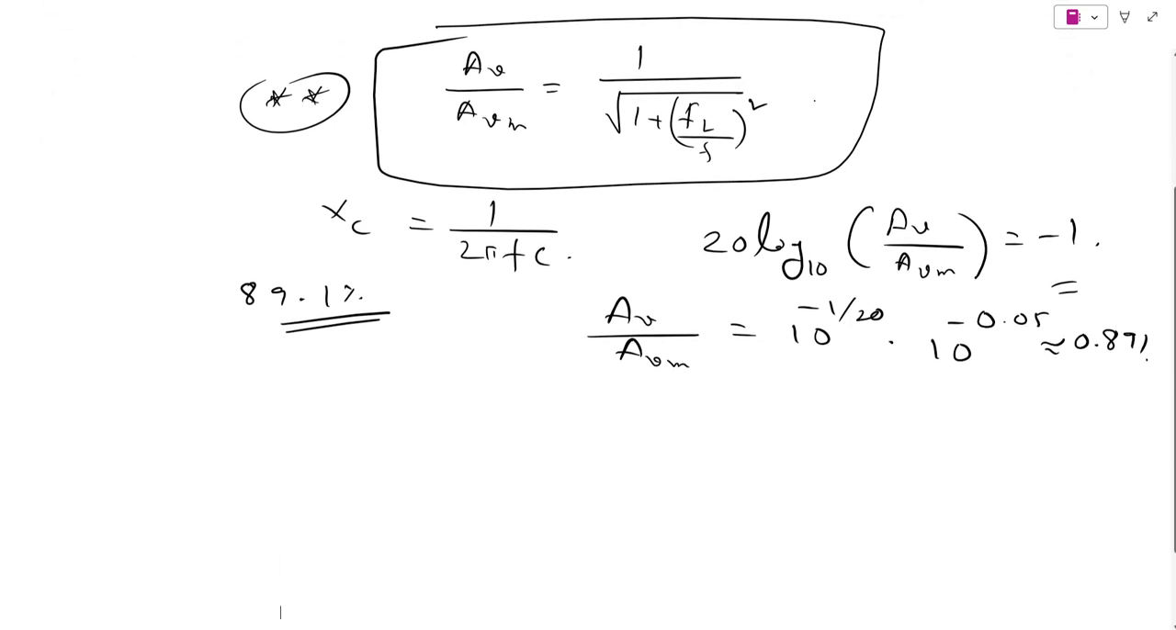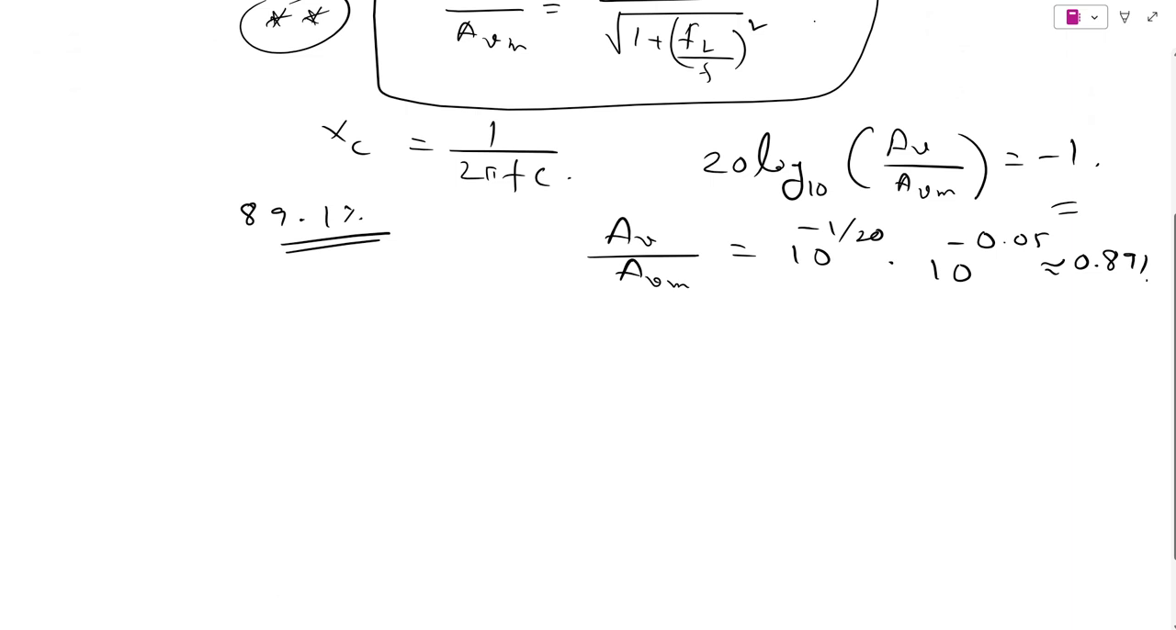Now, students usually remember only one value. Minus 3 dB corresponds to 70.7 percent gain. But in interviews and the ESE examinations, they often ask what happens at minus 1 dB. Now you know the answer, that is 0.891.